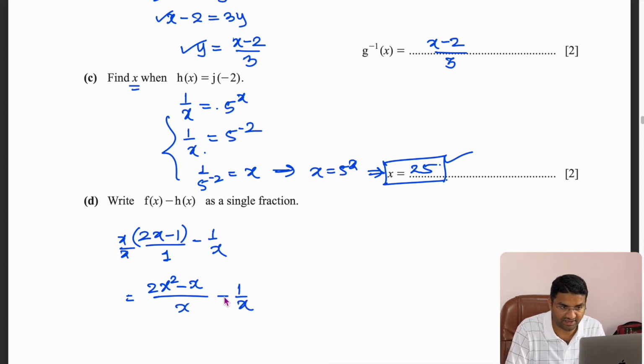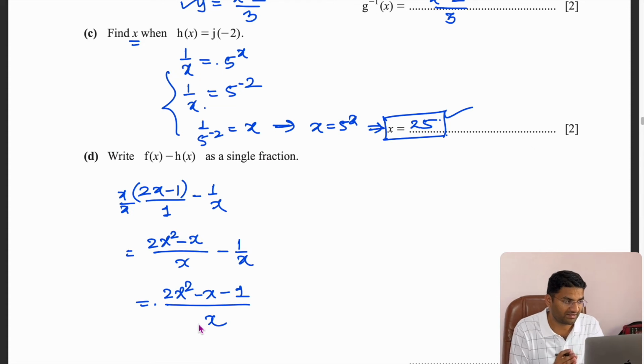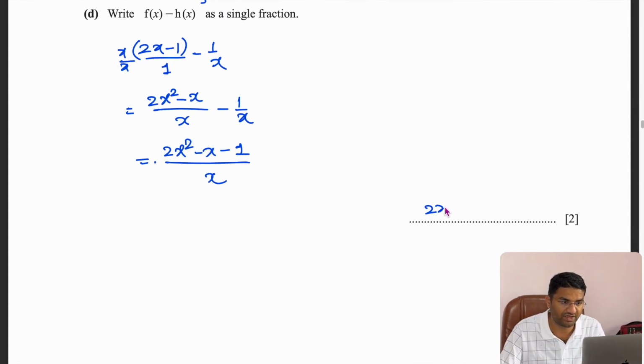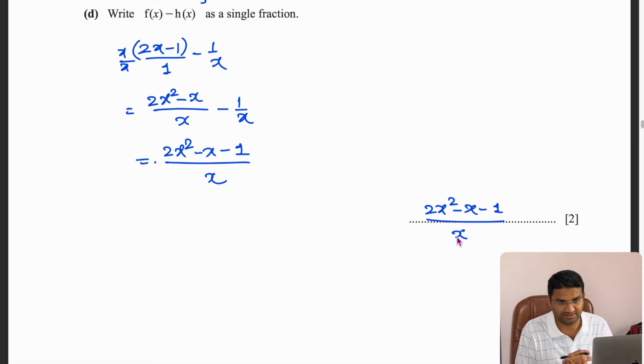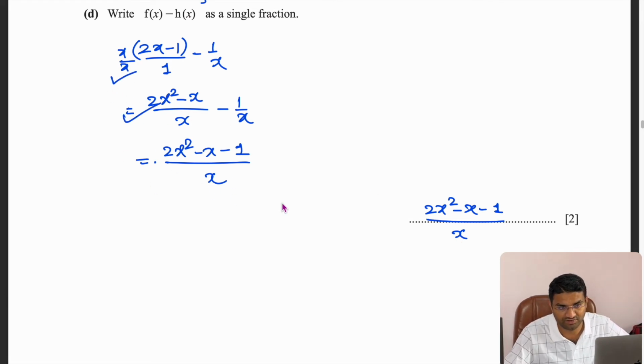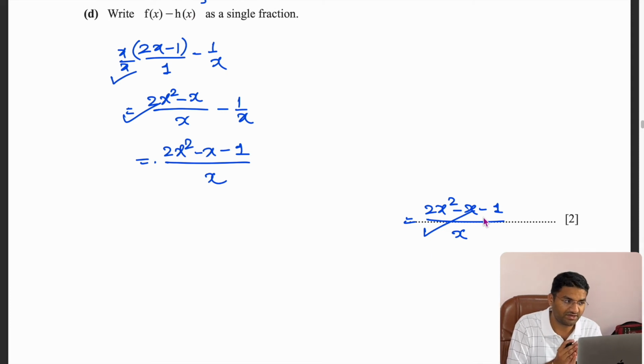Now the denominator is the same, so you can add and subtract the numerators. So 2x square minus x minus 1 divided by x will be your final answer. You have to write down 2x square minus x minus 1 over x. That's it. This is also a 2 mark question. For these steps you will get half marks, and for the correct final answer you get 1 mark. This is how marks are distributed.